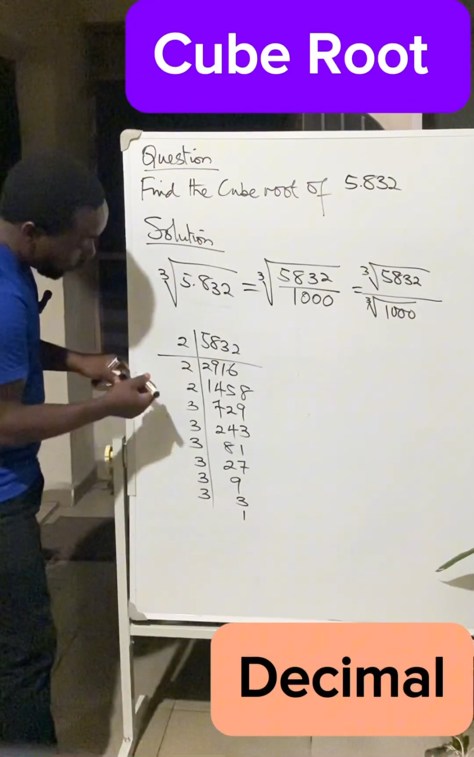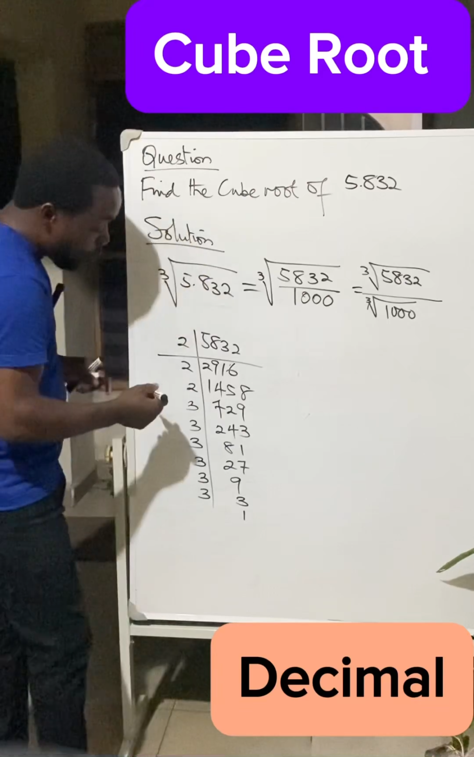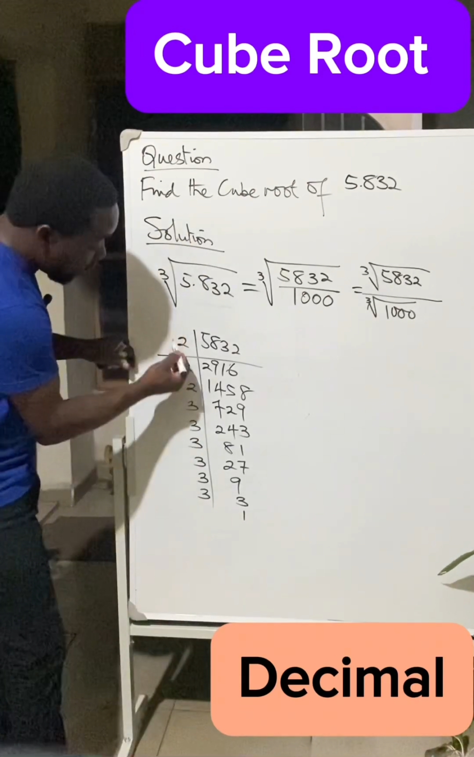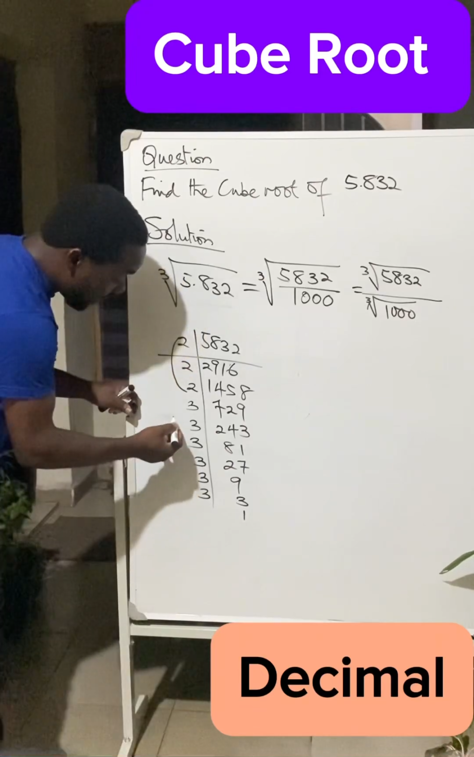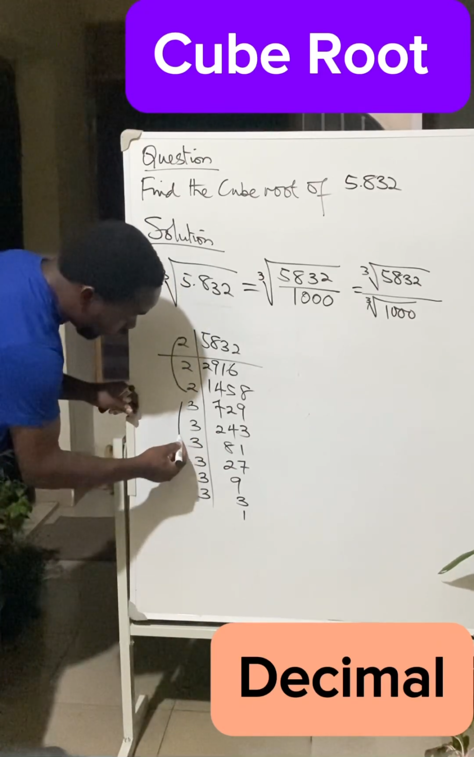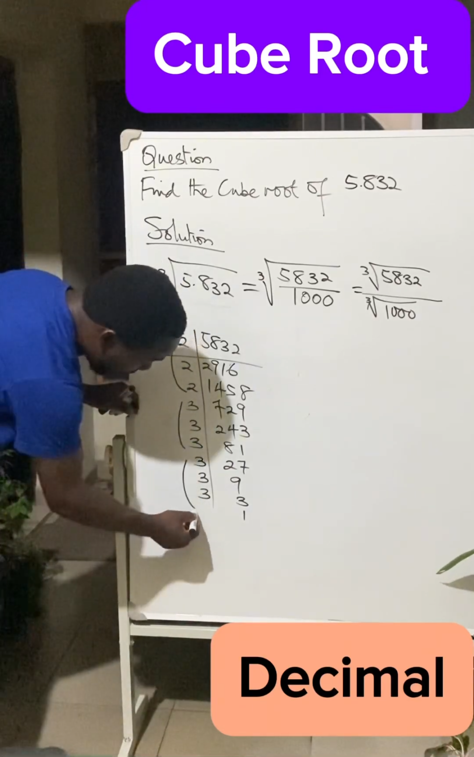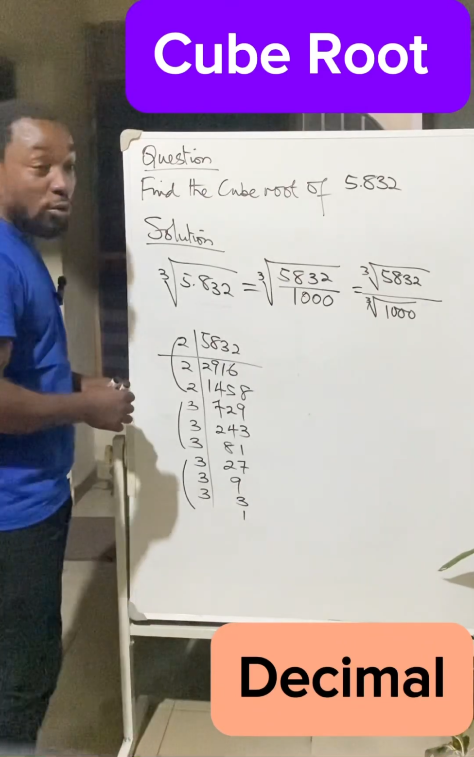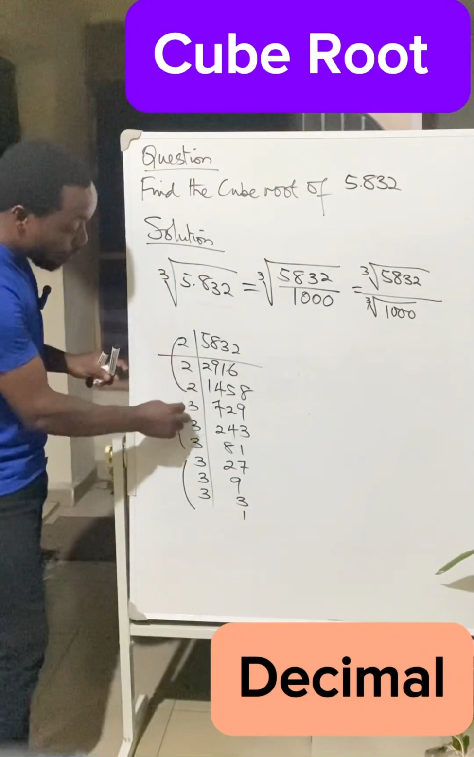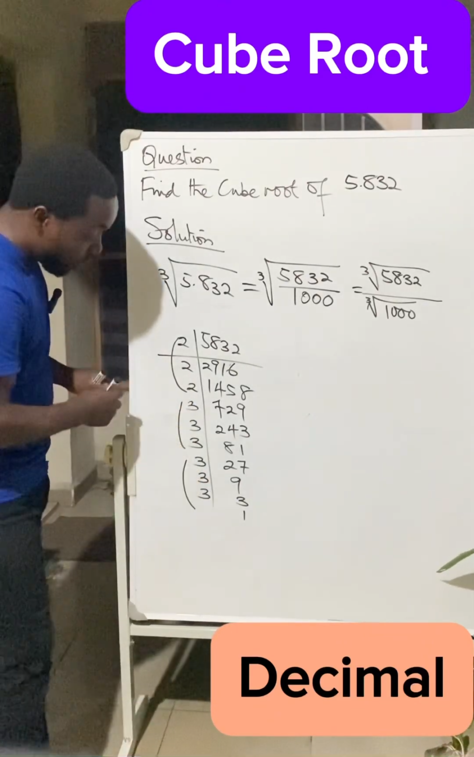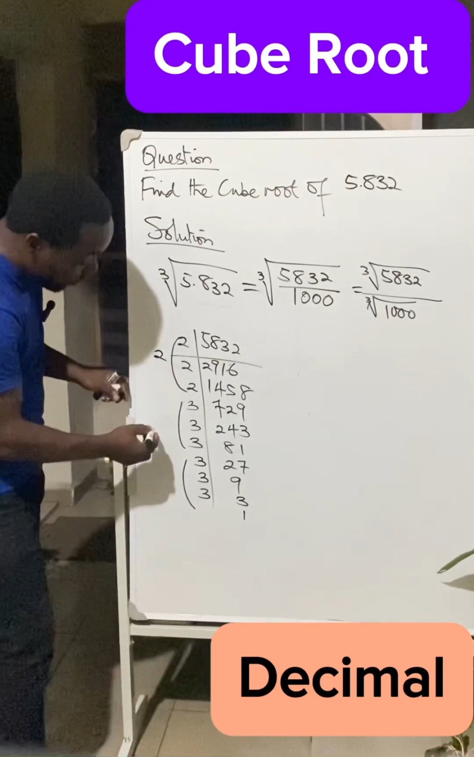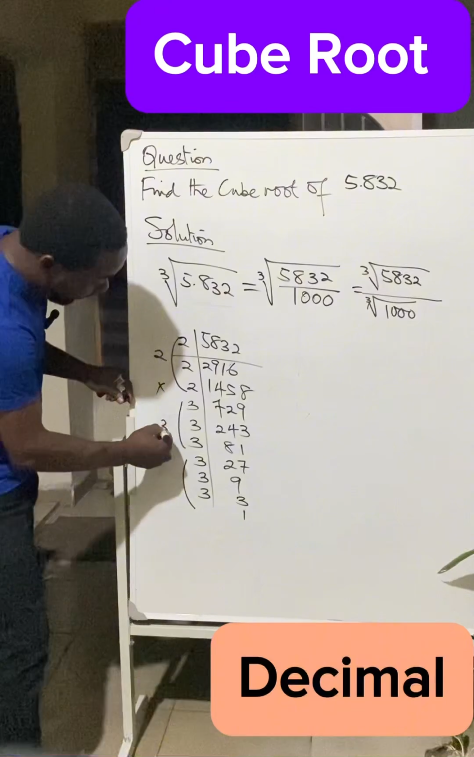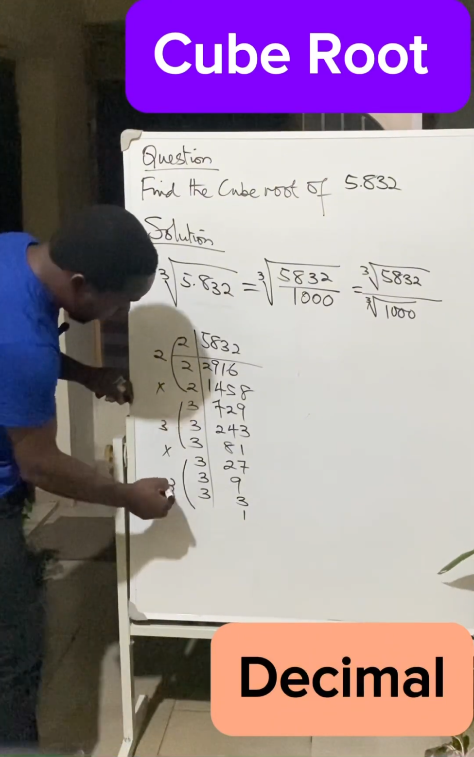5,832. Now, because we are finding the cube root, we group these numbers in threes. We group the divisors in threes because we are looking for cube root. If it was square root, we would have grouped them in twos. But because it is cube roots, we group them in threes and we pick 1 for each group. So we pick 2 here times 3 times 3.